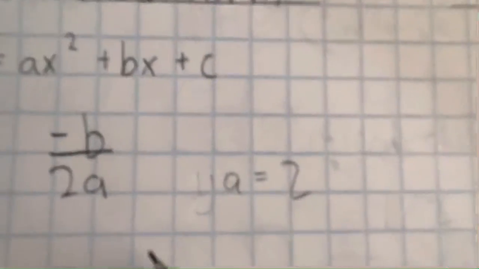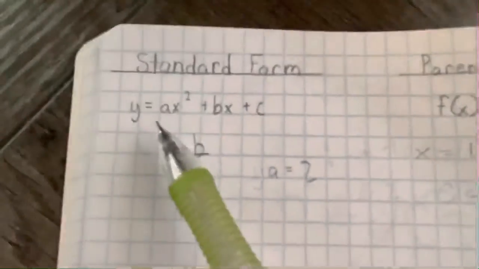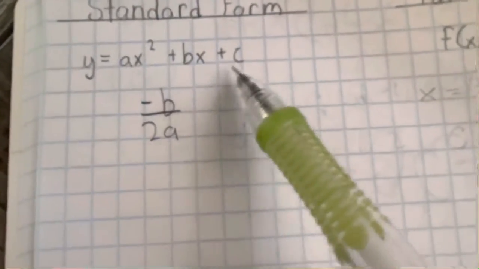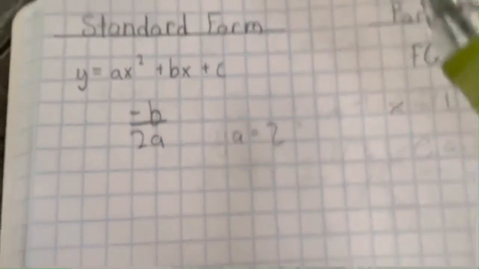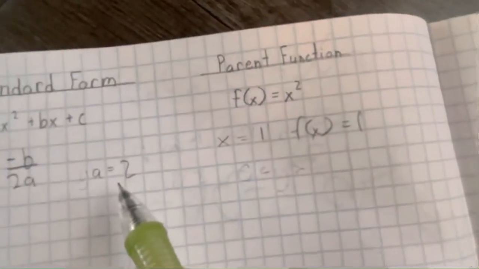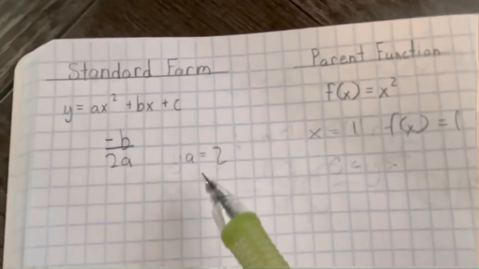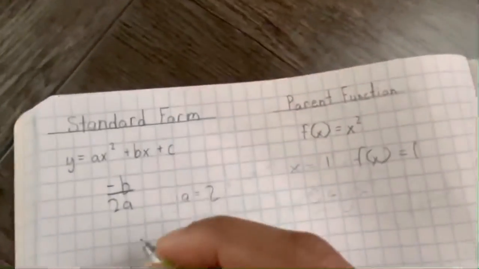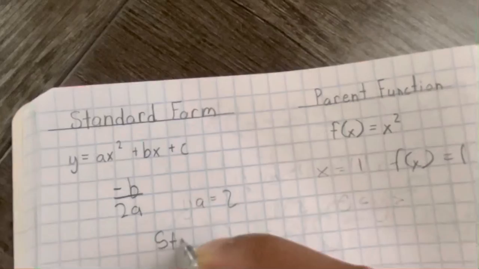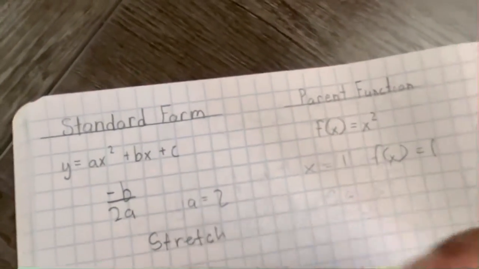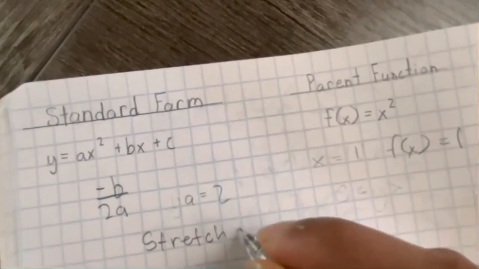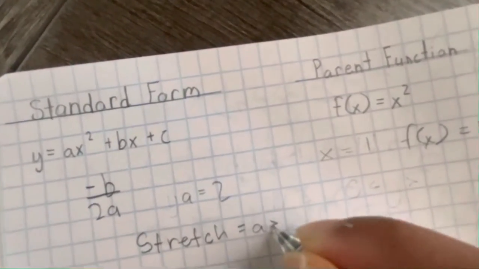So let's read standard form from left to right: y equals ax squared plus bx plus c. Here, a is our vertical stretch or shrink. Let's say we had an a value of 2. That means we have a stretch, because a stretch is anything where a is greater than 1.